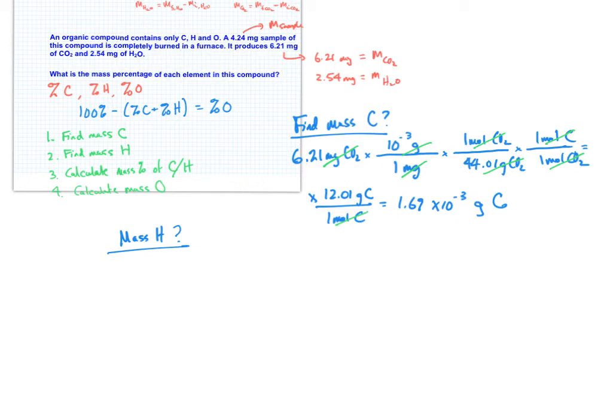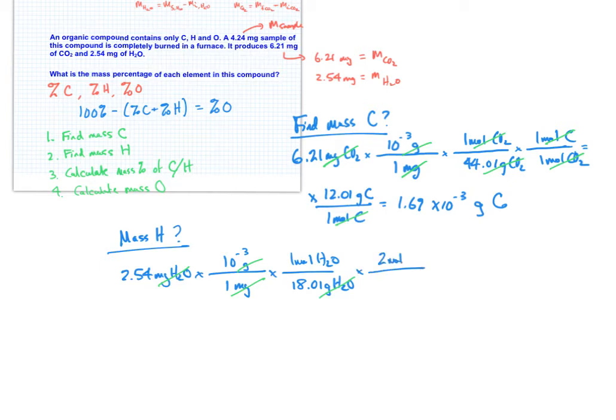So for the mass of hydrogen, we're going to start with the water, 2.54 milligrams of water times 10 to the minus 3 grams for every 1 milligram, times 1 mole of H2O for every 18.01 grams H2O. I'm going to start canceling some units out. Milligrams cancels milligrams, grams cancels grams, times 2 moles of hydrogen for every 1 mole of H2O. So for every 1 water molecule, there are 2 hydrogen atoms. For every 1 mole of water, there are 2 moles of hydrogen.